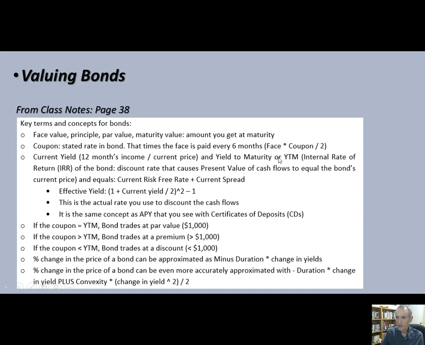We have something called yield to maturity. We talked about that earlier. That's essentially the internal rate of return on the bond, the IRR on the bond. It's the discount rate that gives you the current price of the bond, such that if you take the present value of all the cash flows in the bonds, you get the current price.